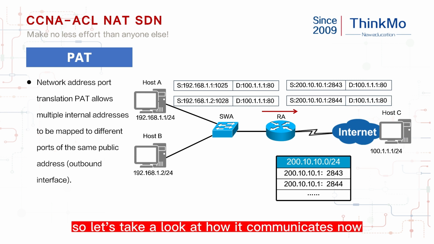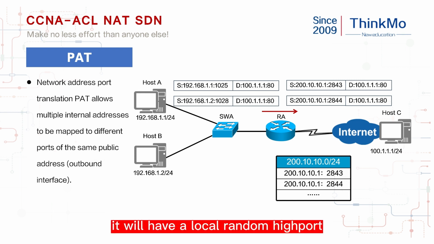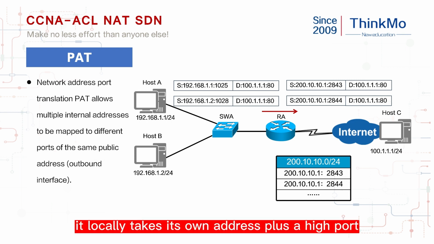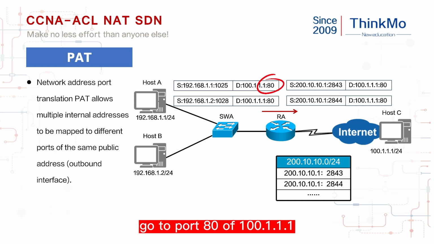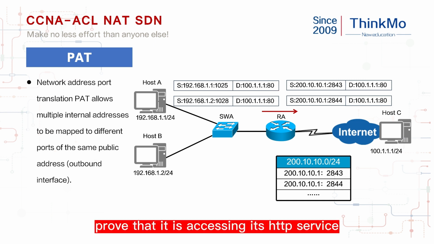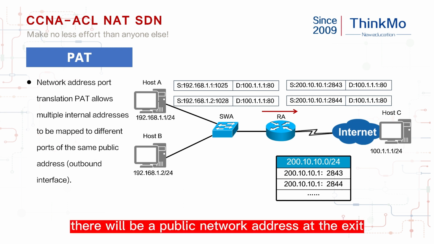So let's take a look at how it communicates now. Now internal host A is 1.1. When it visits host C in the future, it will have a local random high port, greater than 1024. For us now, it locally takes its own address plus a high port. Go to port 80 of 100.1.1.1. That proves it is accessing its HTTP service. When it is accessing, there will be a public network address at the exit.